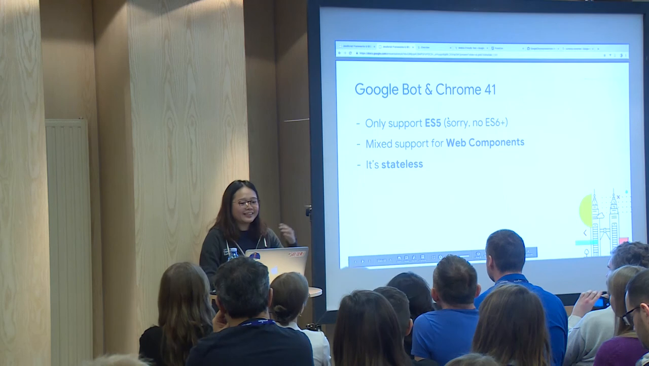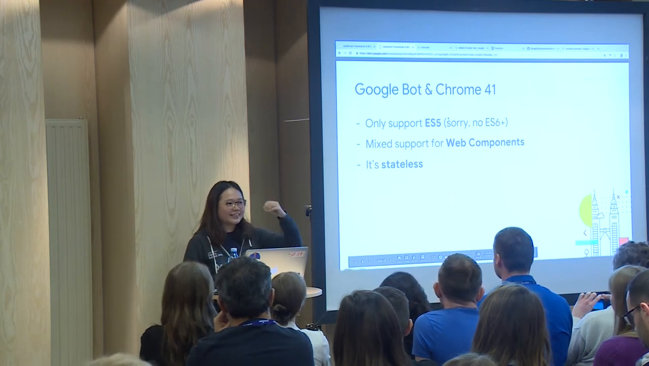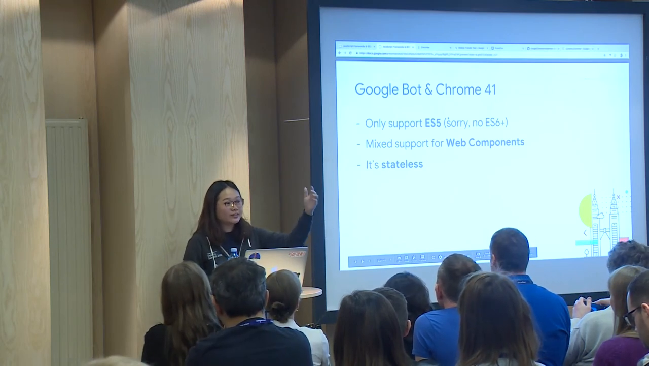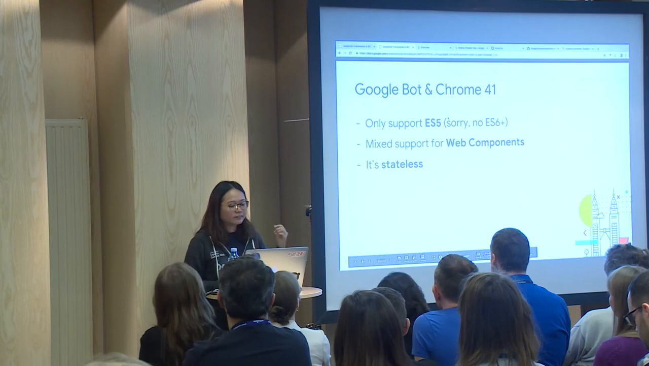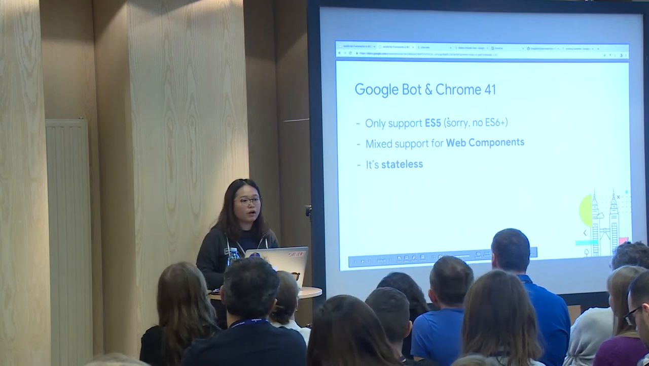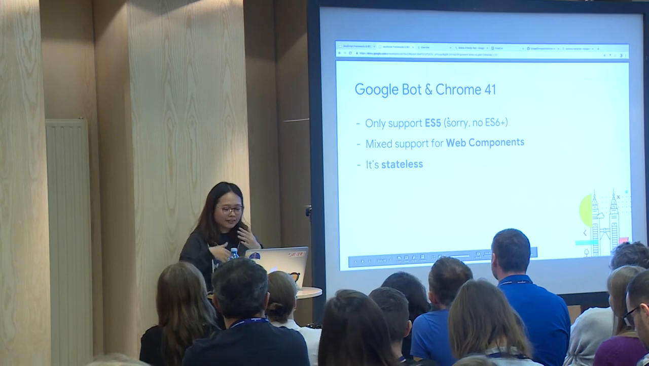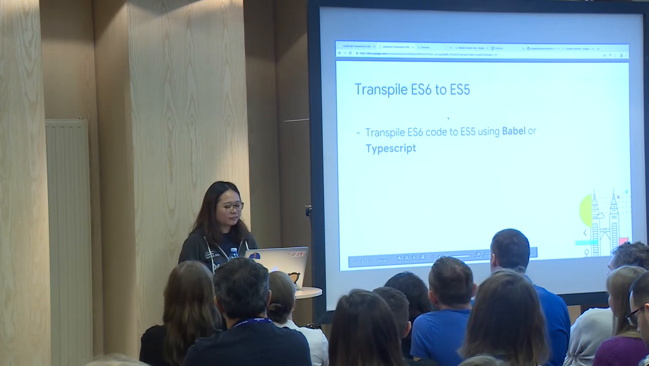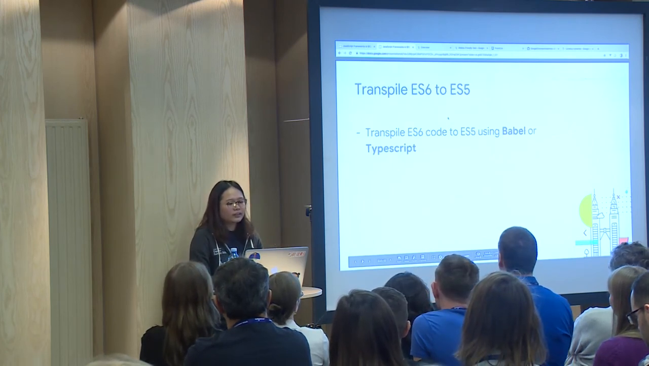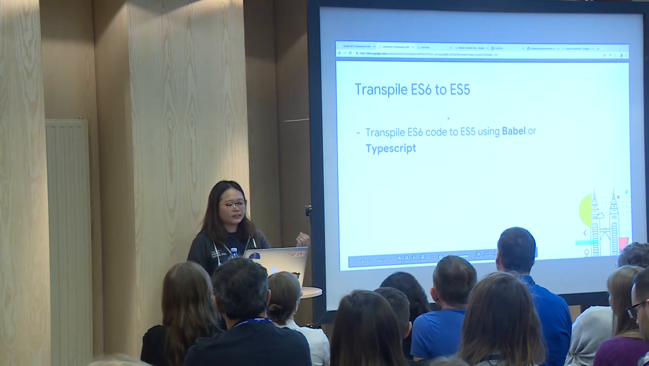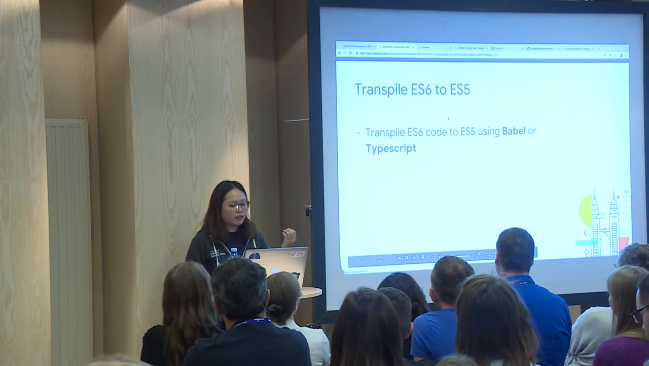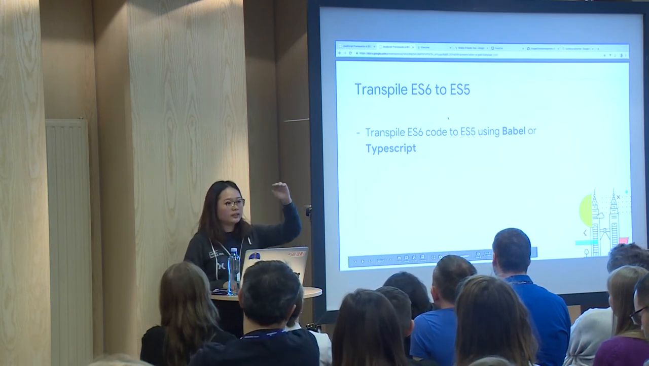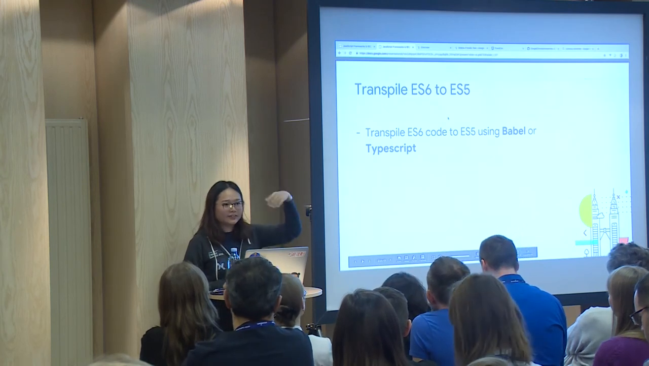Googlebot is using Chrome 41. That's why it only supports ES5. It doesn't support ES6, which means your crawler doesn't understand ES6 code. It also has mixed support for web components. If you are using web components, the crawling might not work properly, and it's also stateless. So the best practice is to transpile your code from ES6 to ES5, or you use something like polyfill.io to do dynamic polyfill. If you detect that the browser doesn't support ES6 features, you just download more polyfills.